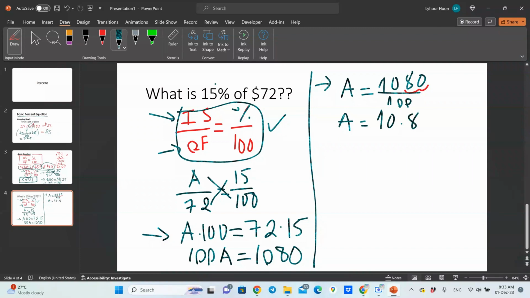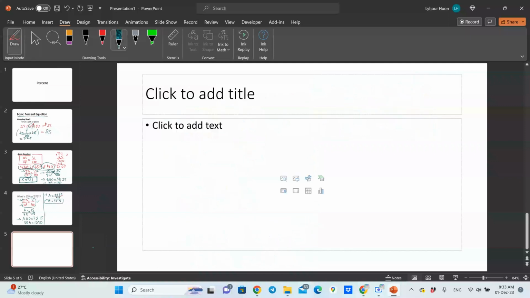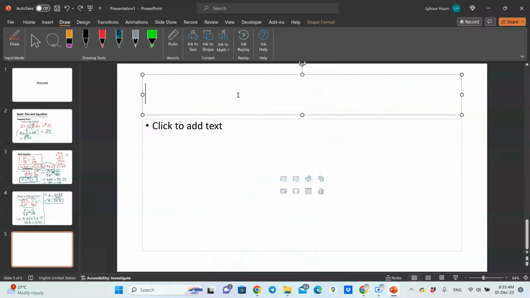I still don't get it. Give me another problem. Okay, let me give you one more. What is 20% of $17.99? That is something we really happen to see. For example, you go shopping for clothes, which cost $17.99, and you see 20% off.